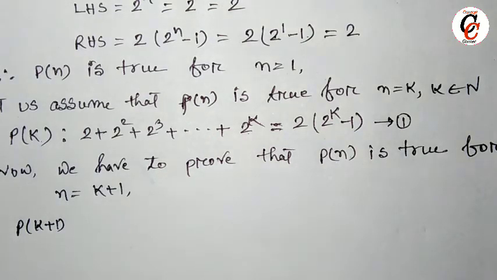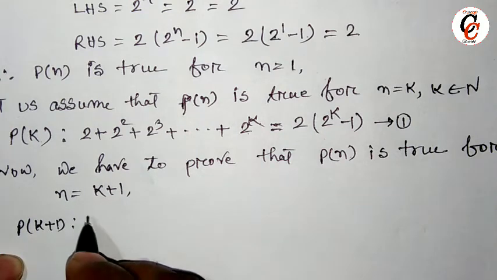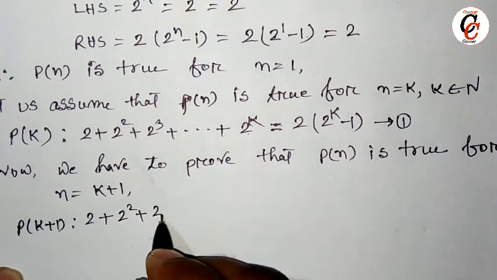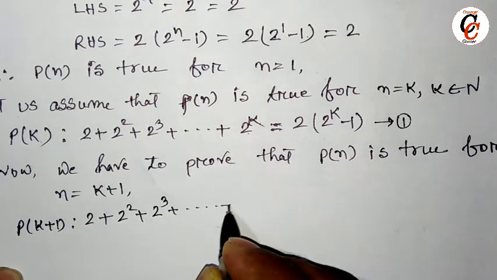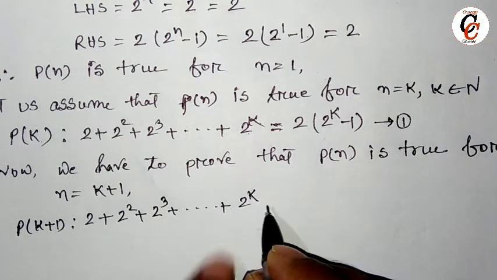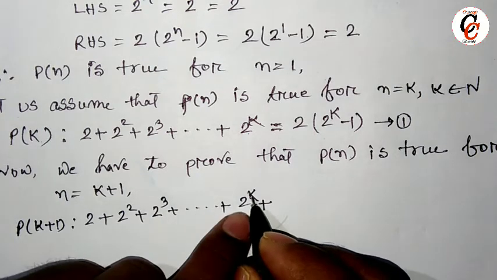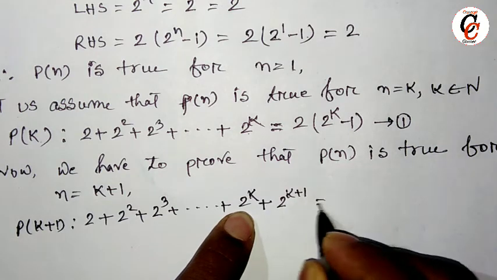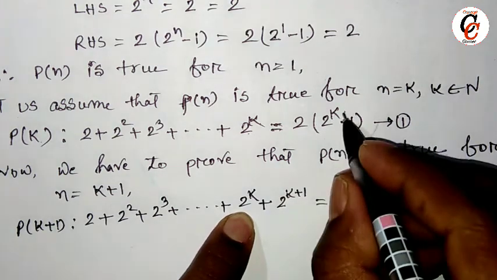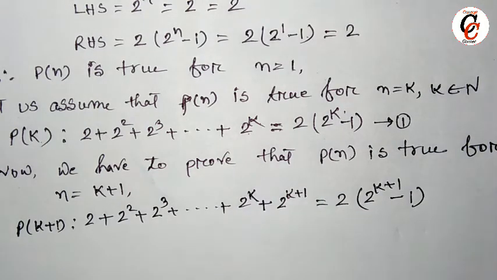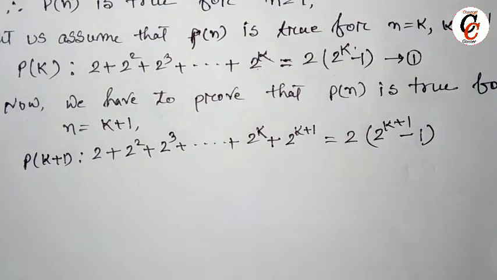Now when we put k plus 1, up to k it will remain the same. So 2 plus 2 square plus 2 cube plus up to 2 to the power k will remain the same. Since one more term is there, we have to give one more plus, and this time k will be replaced by k plus 1, 2 to the power k plus 1, and here 2 into (2 to the power k) will be replaced by 2 into (2 to the power k plus 1 minus 1). So we have to prove this equation.